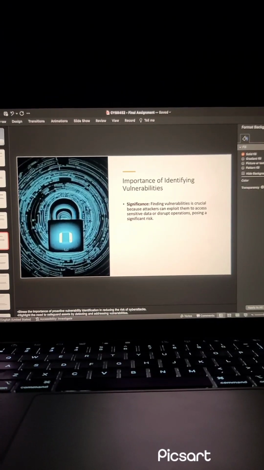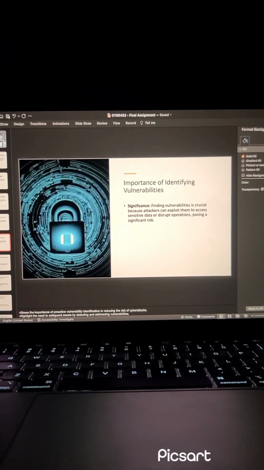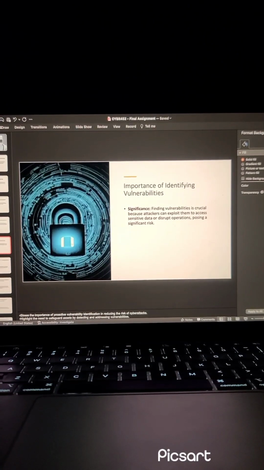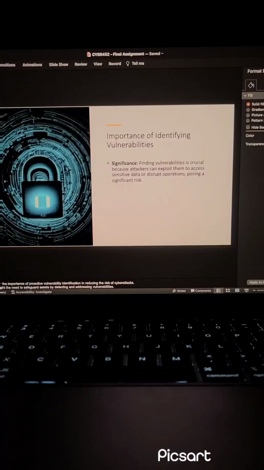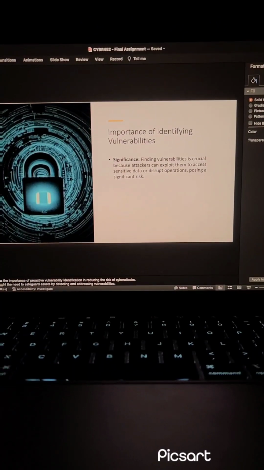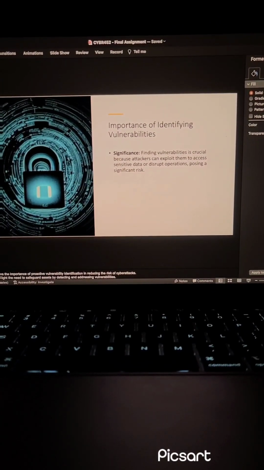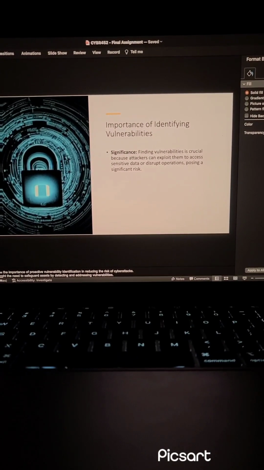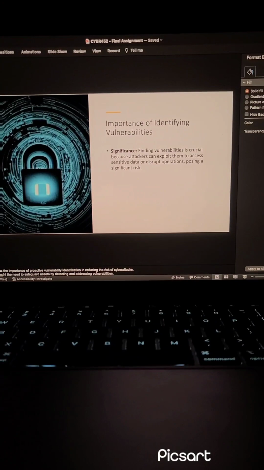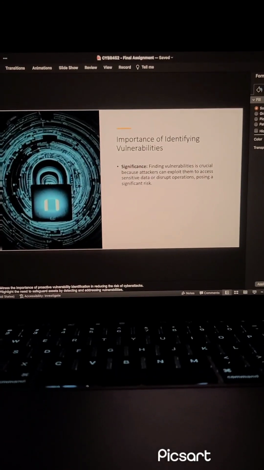Next up, we have the importance of identifying vulnerabilities. Finding vulnerabilities is crucial because attackers can exploit them to access sensitive data or disrupt operations, posing a significant risk. Proactive vulnerability identification is crucial when you're talking about reducing the risk of these cyber attacks. And safeguarding these assets by detecting and addressing vulnerabilities is also something worth mentioning.